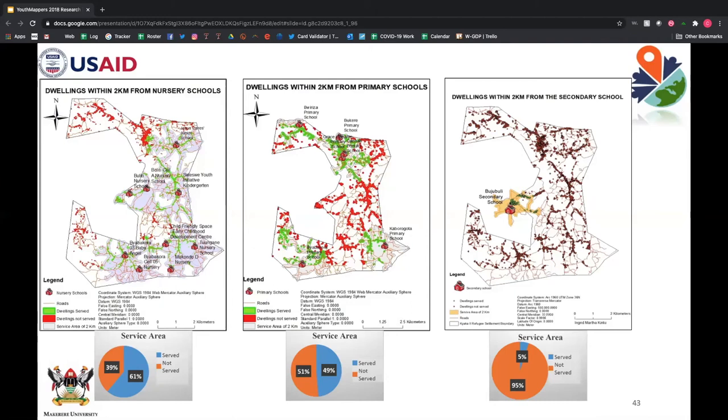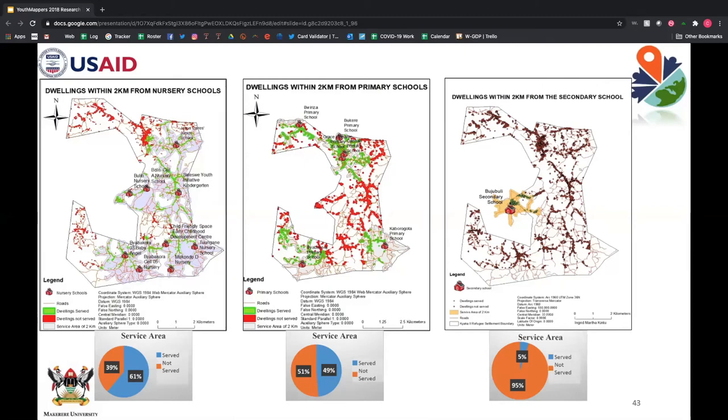with only a 66% attendance achieved for schools at a distance of 1 to 2 kilometers from their homes. So looking at this slide, we decided to use a 2 kilometer service area, and we found that only 61% of the dwellings in the settlement were within the service area, whereas 39% weren't, when it came to the nursery schools. Then for the primary schools, 49% were within the service areas, 51% weren't. And then for the secondary school, it was only 5%.